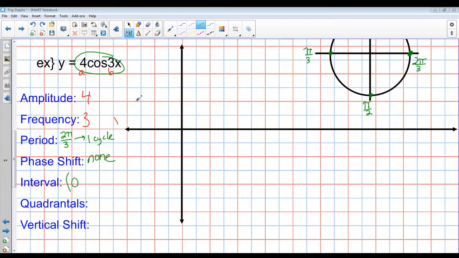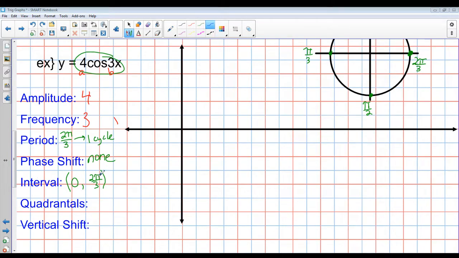So I know my cosine graph is going to start right at 0, and 1 period later, it's going to be over. So in this case, it's clear. We start at 0. The cycle is going to end at 2 pi over 3.